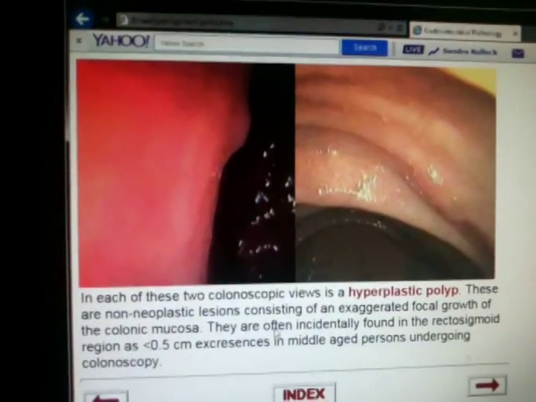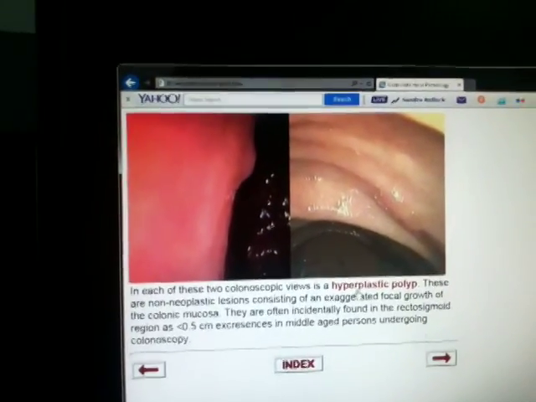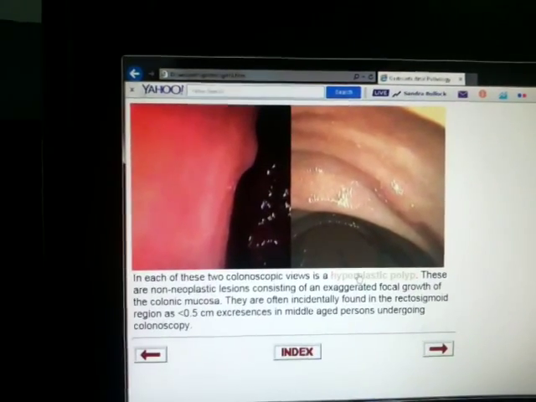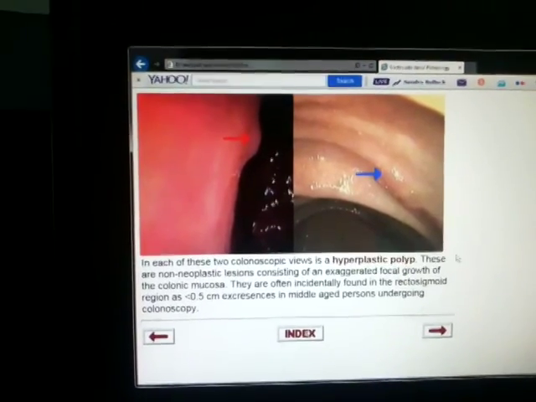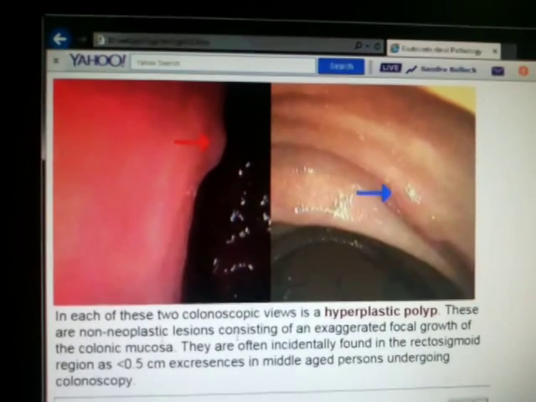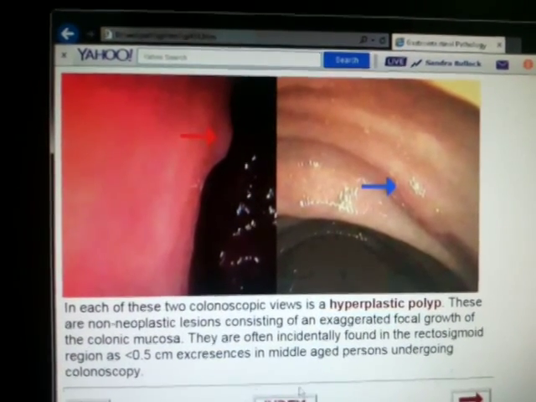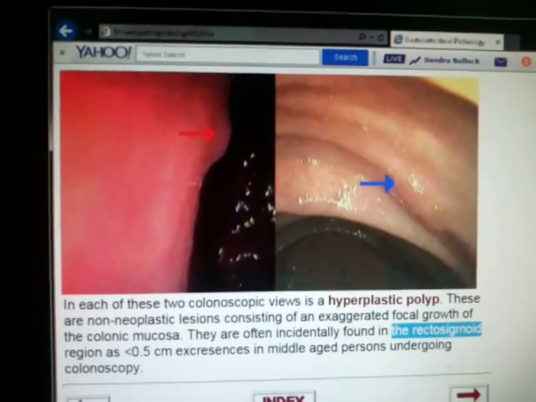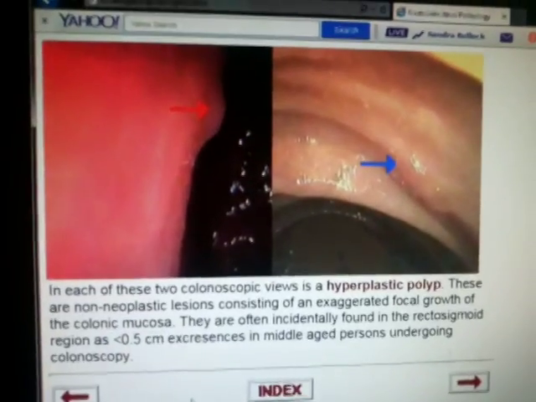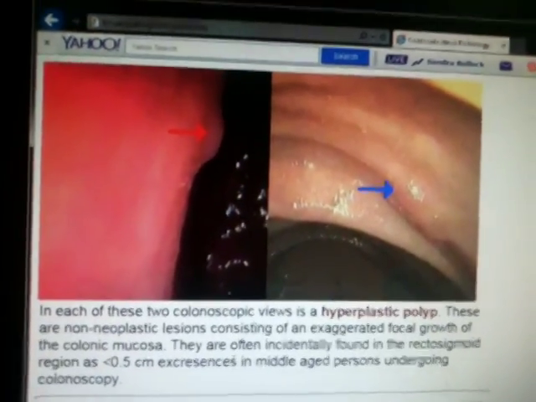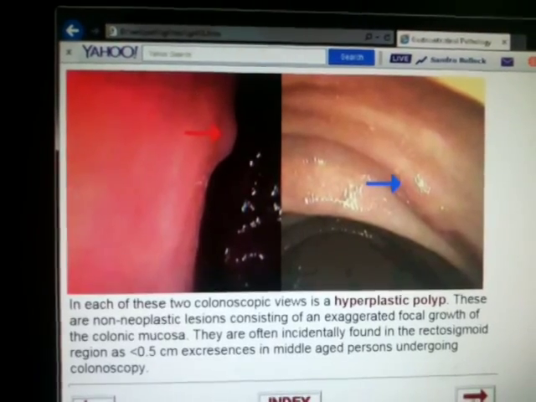This is an example of polyps that can be seen in the colon. We have mainly two types of polyps. We have the hyperplastic polyps and we have the adenomatous polyp. The hyperplastic polyp is a benign polyp. They are just an exaggeration of the normal colonic mucosa. They are usually seen in the rectosigmoid area. They are usually small in size, less than 0.5 centimeter, and usually seen in middle-aged patients. These are the two examples.